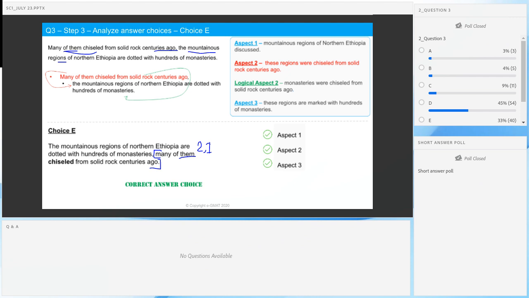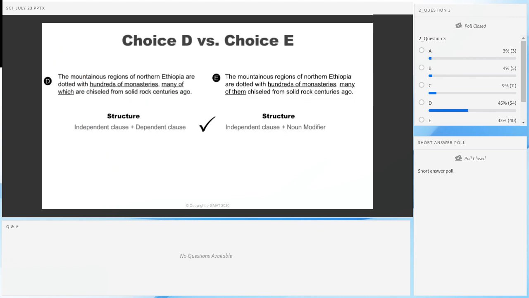So now if "many of them" has been placed next to "hundreds of monasteries", why should we have this question in our head that it is ambiguous? No, it is not ambiguous. It is placed closer to this noun. So "many of them" will talk about hundreds of monasteries. That's how the sentence is flowing. That's how we are reading the sentence. And that's how we are getting the meaning. That's how we are connecting the logical dots. So no issues with "many of them chiseled from solid rocks" in this sentence.